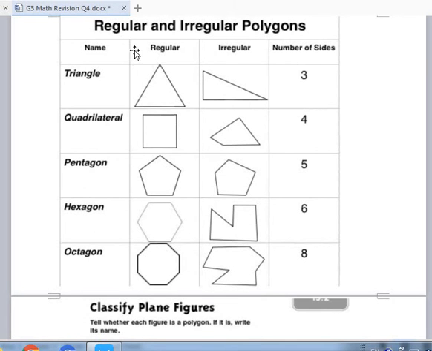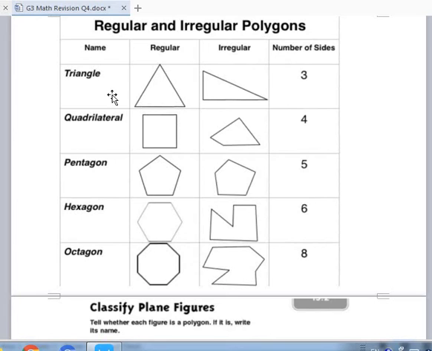Moving to this lesson, regular and irregular polygons. I have here the triangle. This is a regular triangle: all sides are equal in length. Irregular, the sides of the triangle are not equal in length. Number of sides here is 3, 1, 2, 3 sides and 3 angles. When I have 3 sides, I have 3 angles inside.